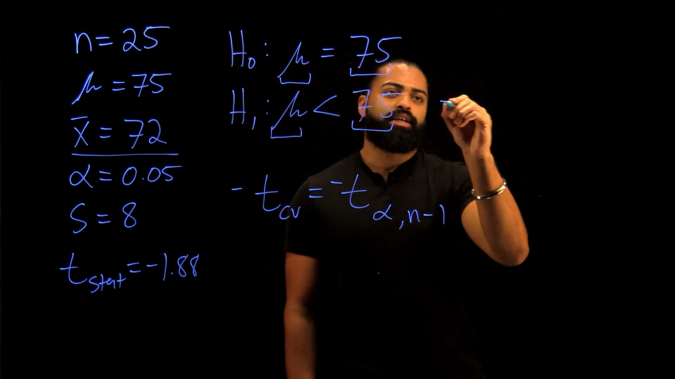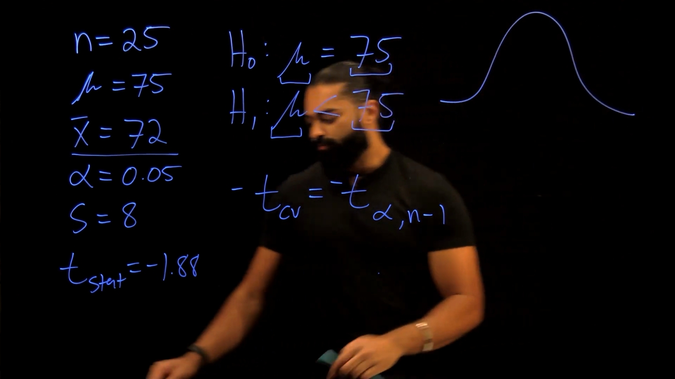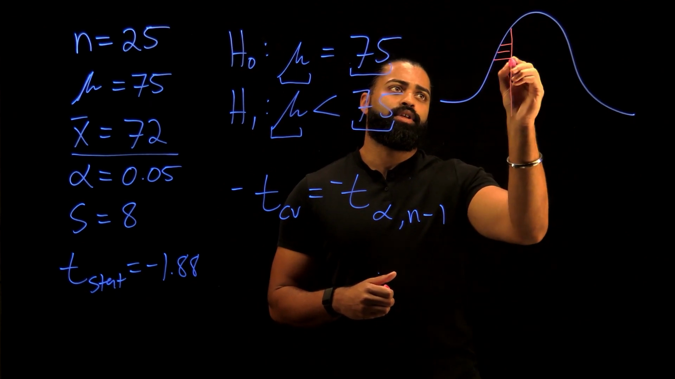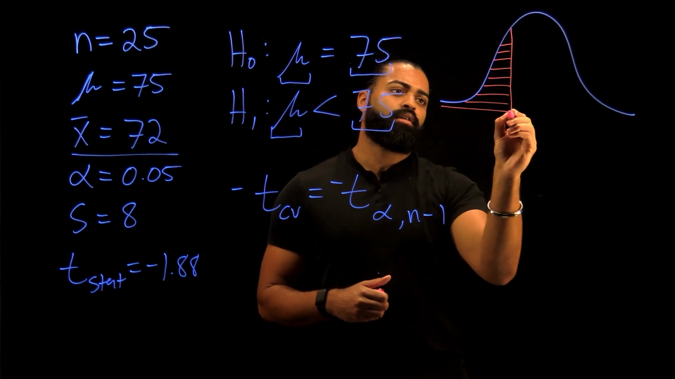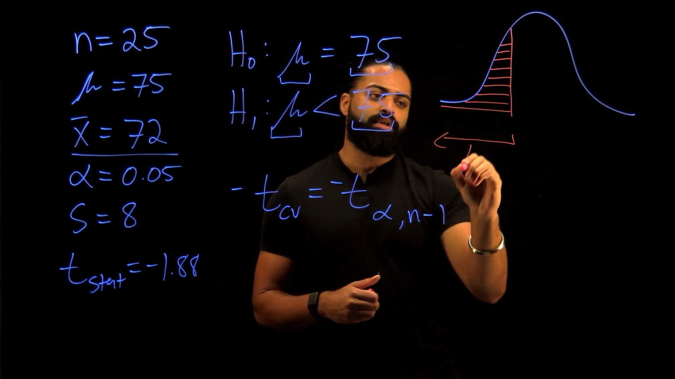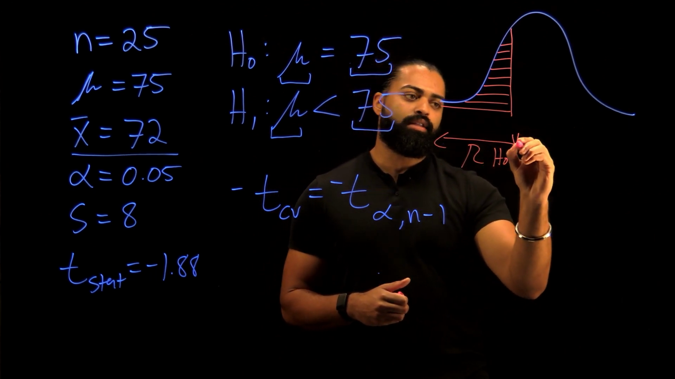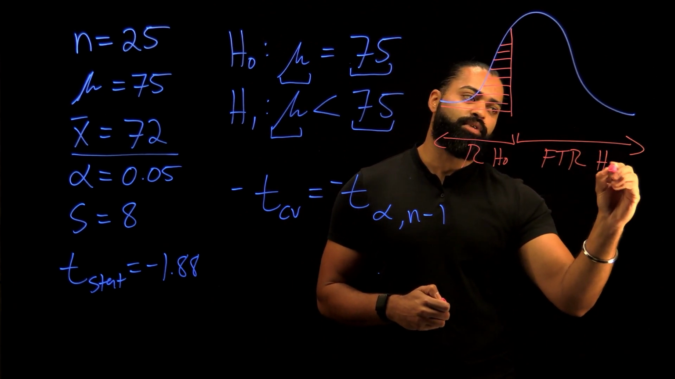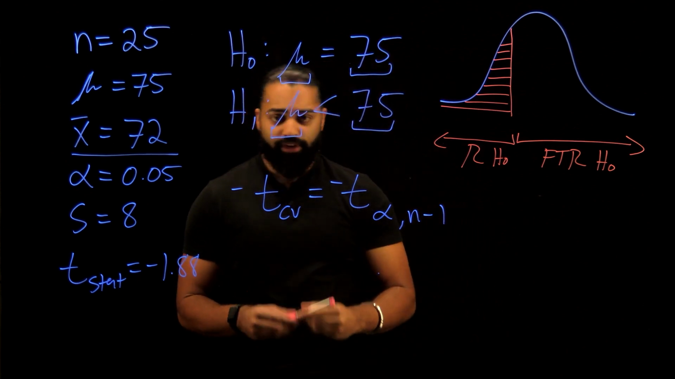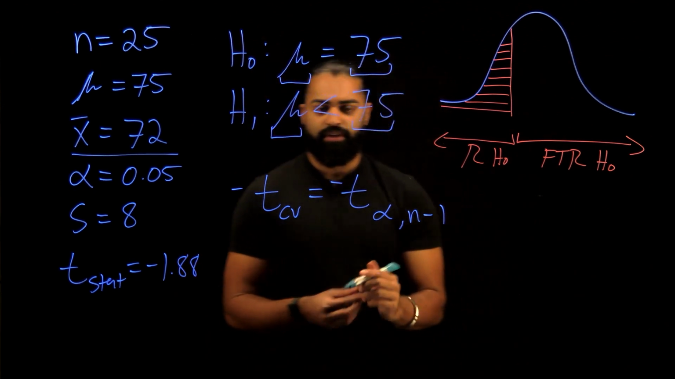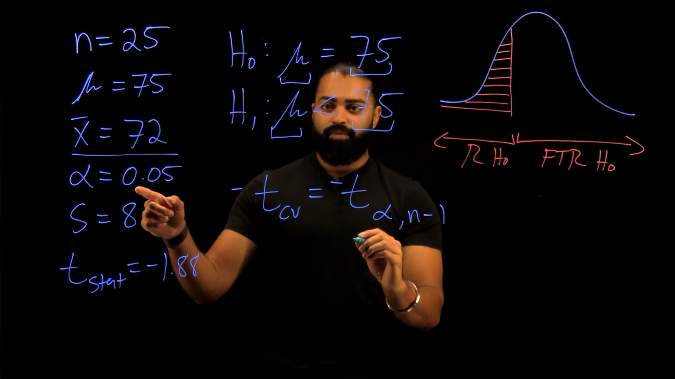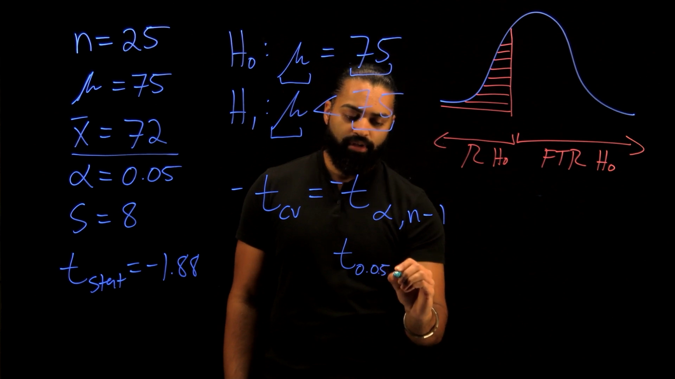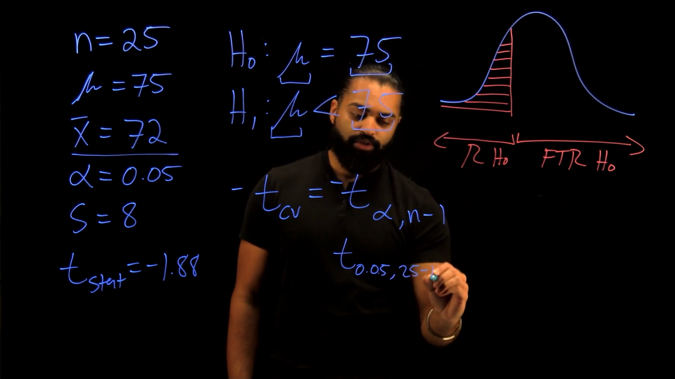So what that looks like is in our distribution, anything on the left-hand side, or in this region right here, is going to be reject the null. Anything to the right-hand side of this is going to be FTR, which stands for fail to reject the null. Now to find the critical value, we use this formula. So the alpha for this problem, if we look right here, is t of 0.05, comma 25 minus 1.